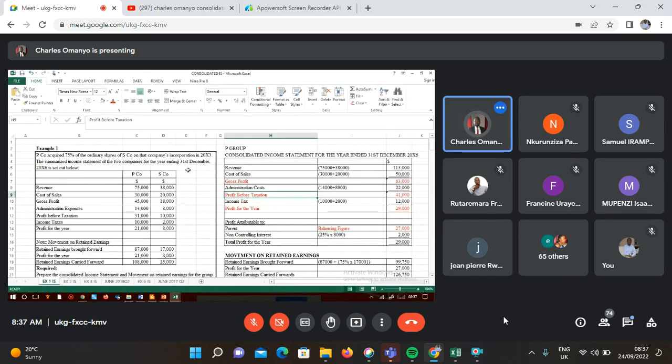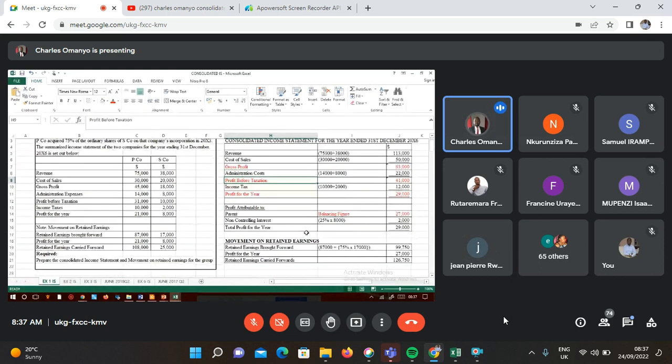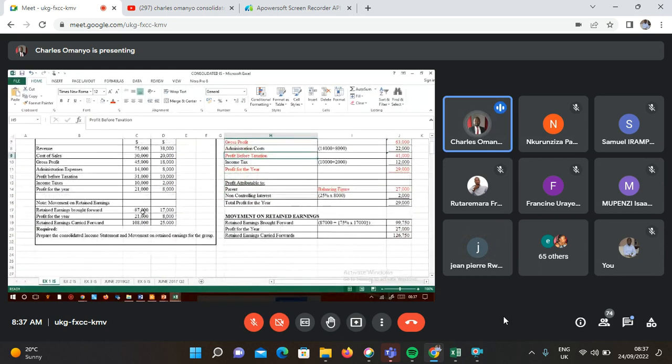Example 1 that we did. If you remember this example 1, P company acquired 75% of the ordinary shares of S company on the company's incorporation, when the company was registered. Look at what we did in the movement. We took the whole profit of the parent plus the whole profit of the subsidiary, because the subsidiary was acquired on the date the subsidiary was registered. So all the profits of the subsidiary are post. Why are they post? Because the subsidiary was acquired immediately. So I think those examples are enough.